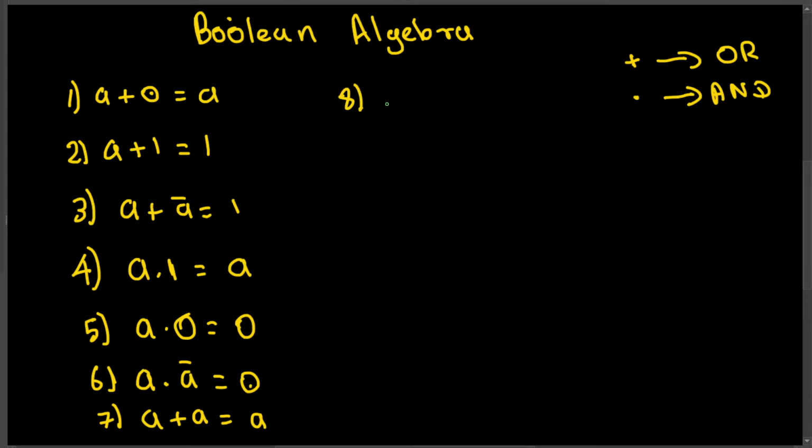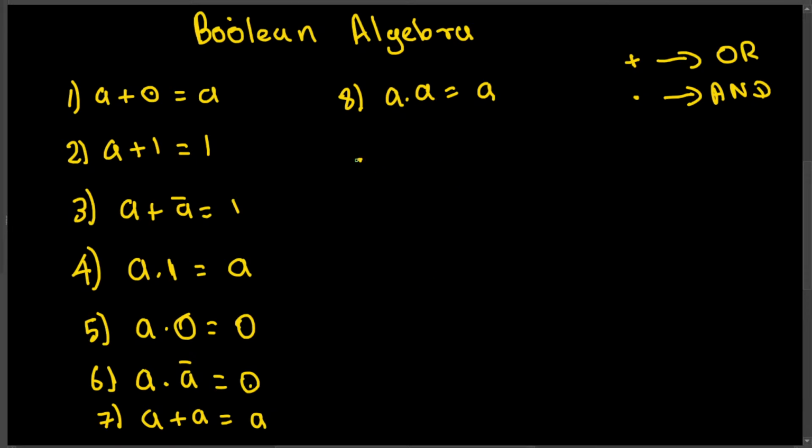Let's look at the 8th property. If we have a dot a, in AND gate, if you have 0 0, the answer is 0. If you have 1 1, the answer is 1. So whatever the a value is going to be the final answer.